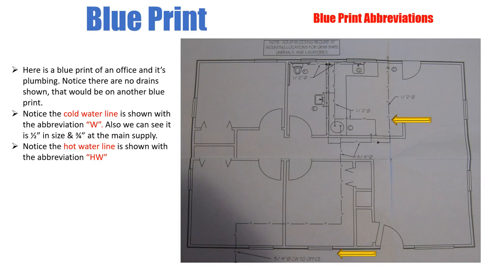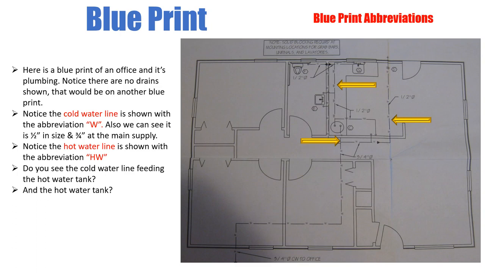So if we notice here, the hot water line is shown with an HW. That's the abbreviation that's used on this blueprint. Do you see the cold water line feeding the hot water tank? So you would follow it in from the main, the 3/4 inch line. That's the cold water line feeding the hot water tank. And do you see the hot water tank? That's it right there.